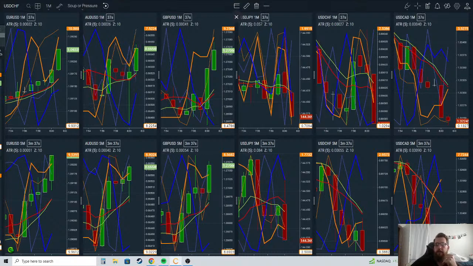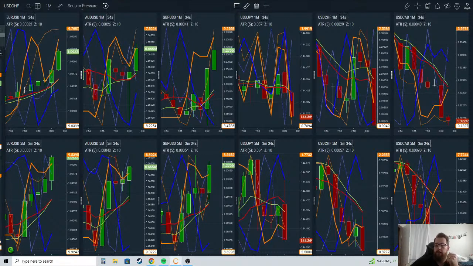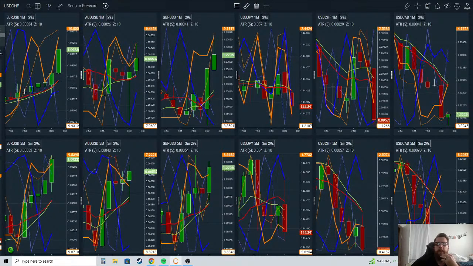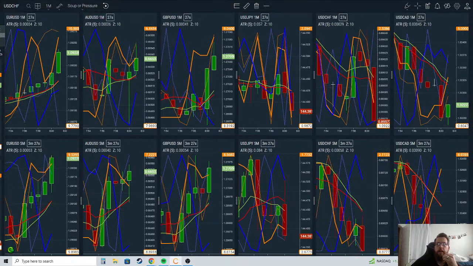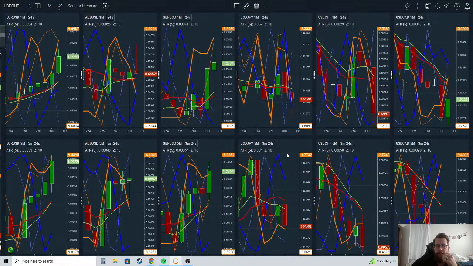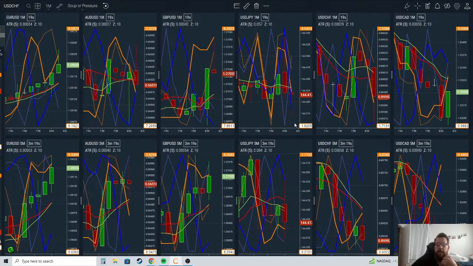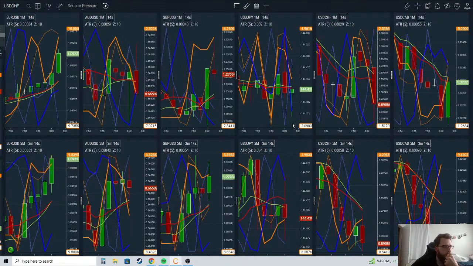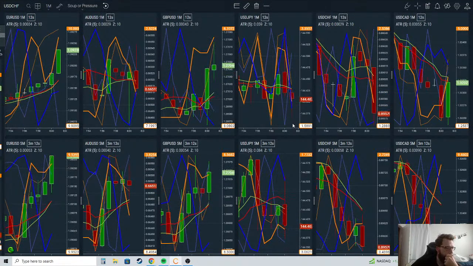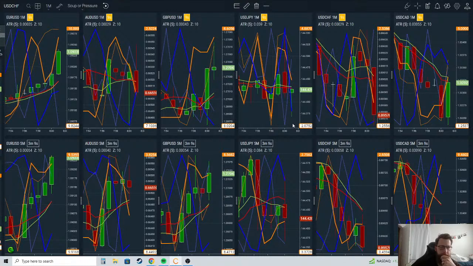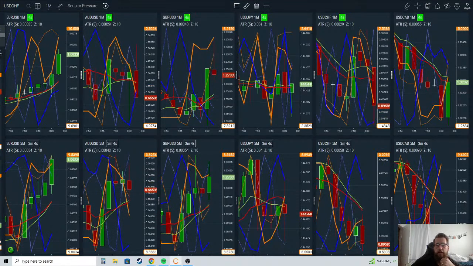Let's see. 7, and let's actually go short. Okay. Now again, small position size, only a quarter of a lot. Yeah, the yen's really moving.